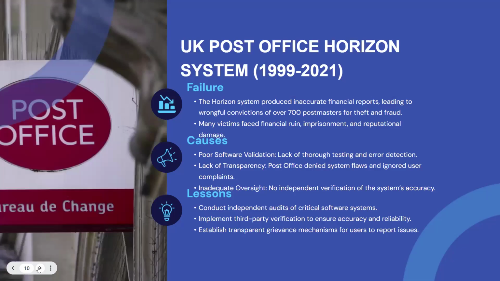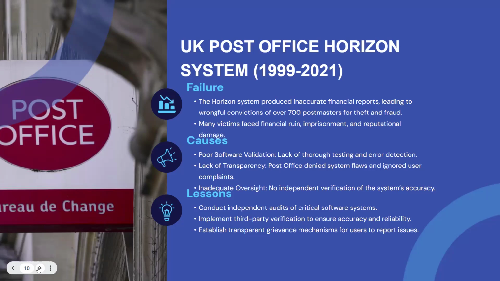UK Post Office Horizon System. This is one of the most tragic software failures in history. The Horizon system falsely accused over 700 postmasters of fraud, leading to wrongful convictions and financial ruin. The main causes were: errors were not detected before deployment. The Post Office ignored complaints about the system. There was no external verification of the software's accuracy.